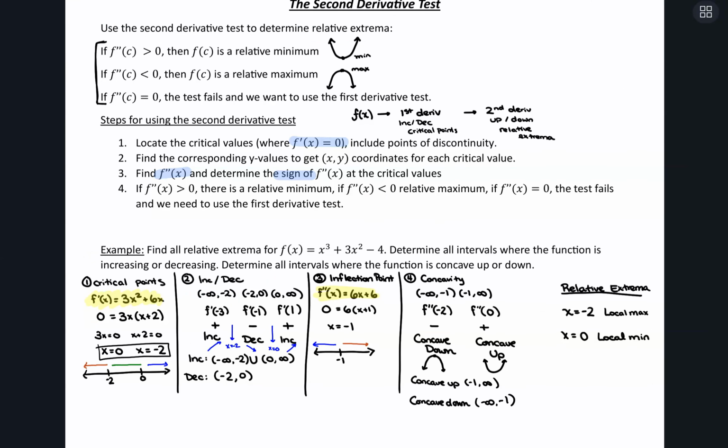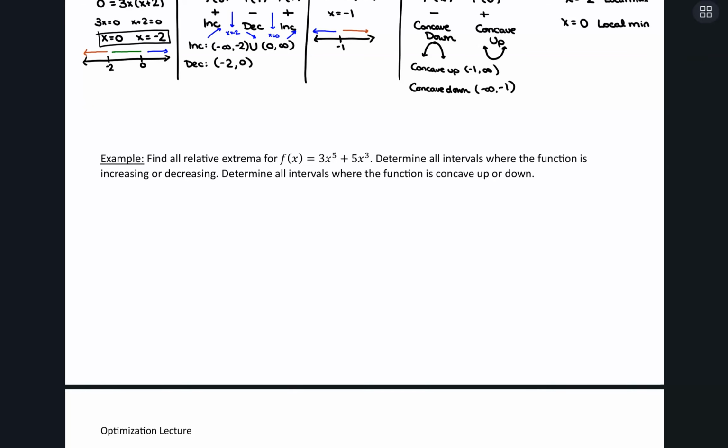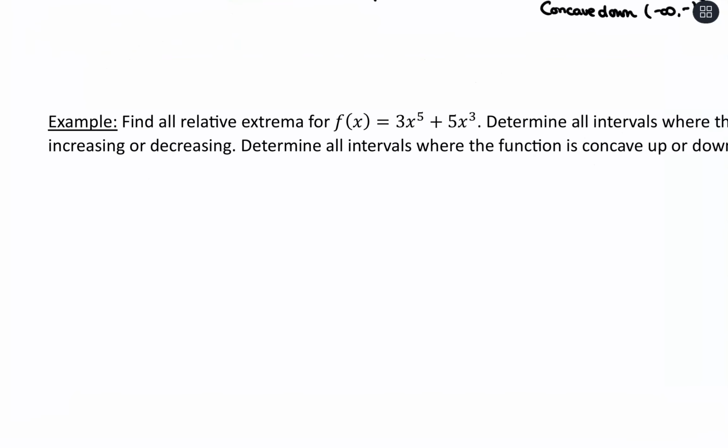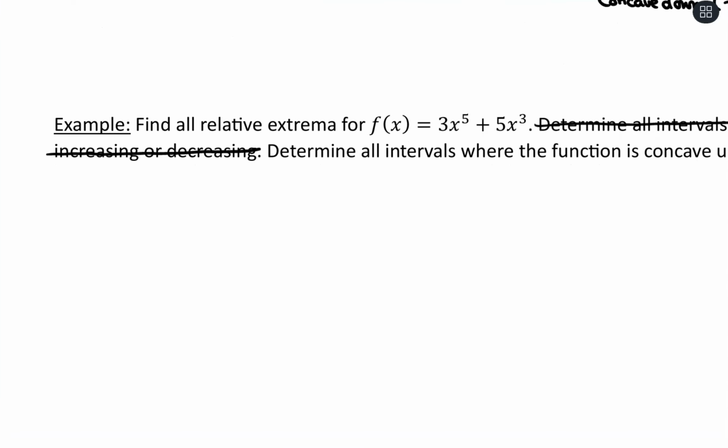And I was making that sound like we were done when we have another example here. So let's go through this example too, maybe a little quicker. In fact, let's take out the increasing, decreasing for this one so that we can really just focus on that second derivative test. So we're looking for relative extrema and concave up versus concave down. So first step, critical points.